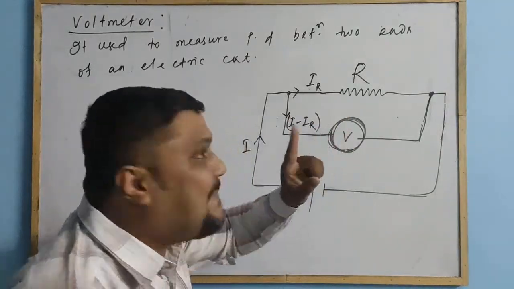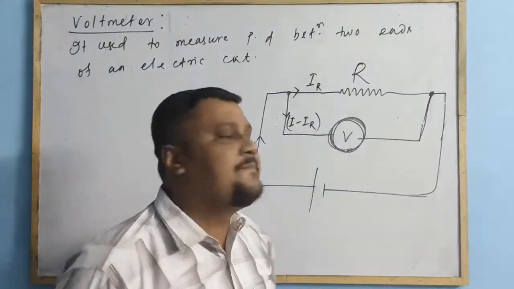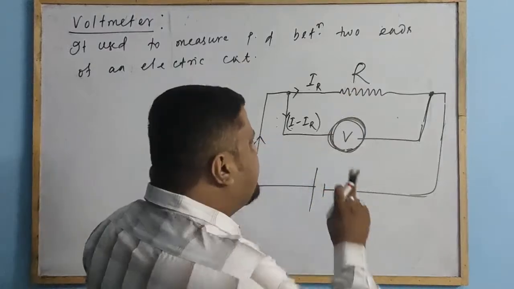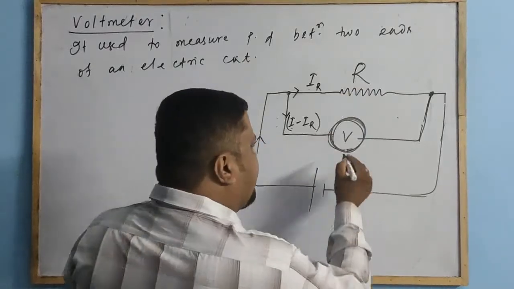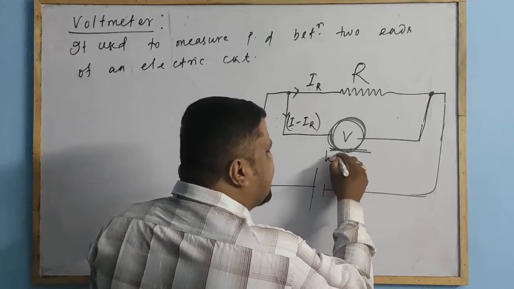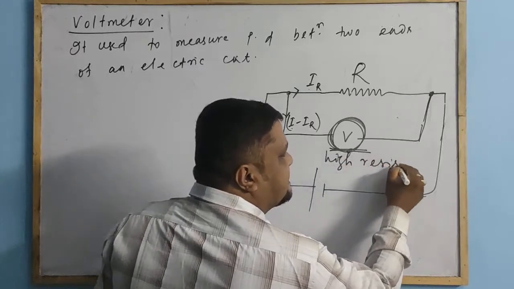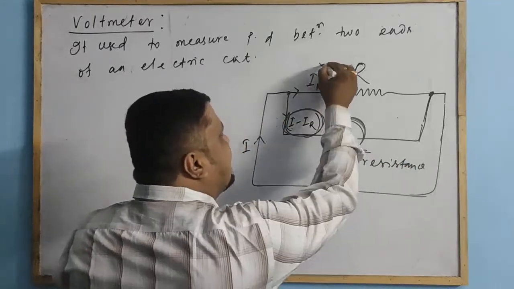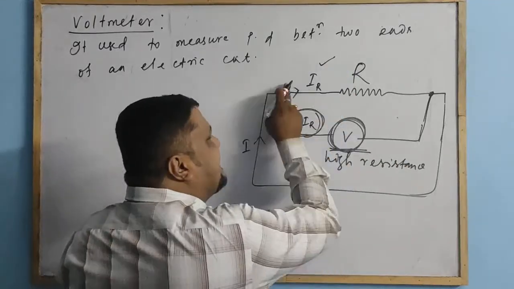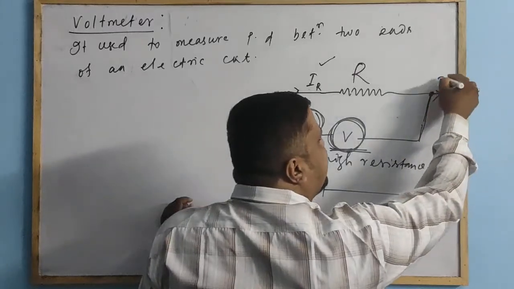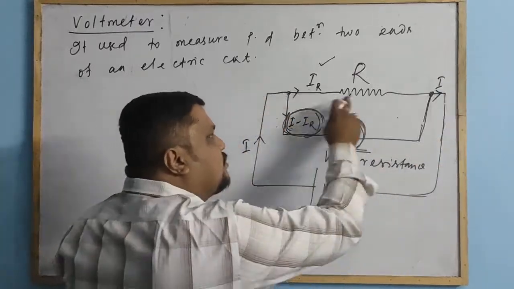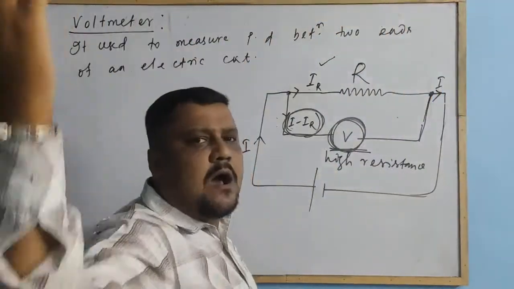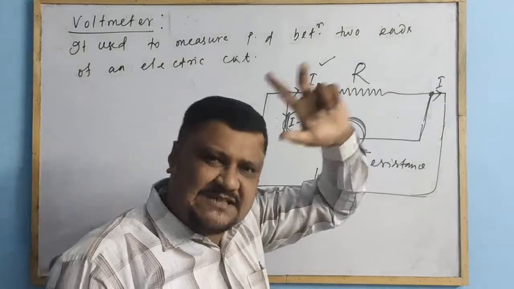Now if it is connected in parallel, what are the merits you see here? Suppose this I_R current flows, and this is I minus I_R. So if it is in parallel, the voltmeter must have a high resistance, so that this value is very, very small compared to this one. Most of the current I that is entering should come through this R, so that we can use the maximum current.